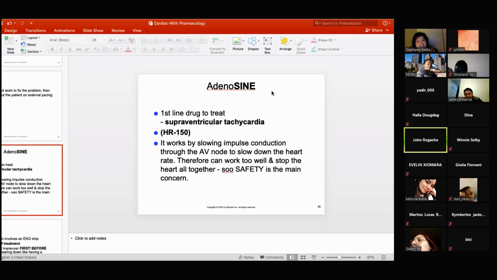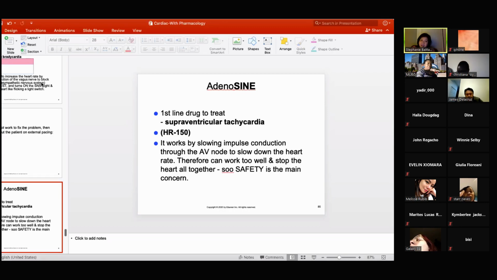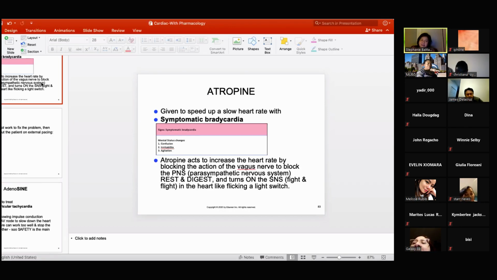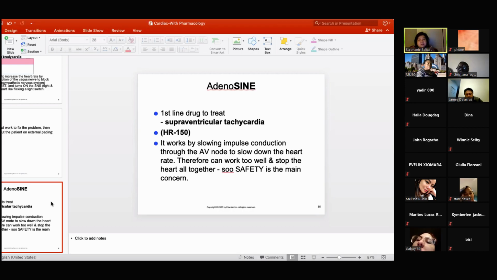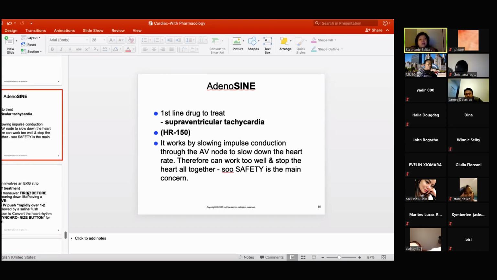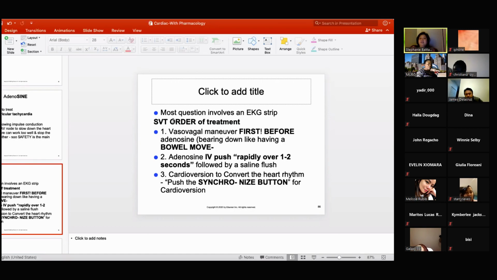So they're opposite of each other, right? Atropine, you want to speed it up, increase the heart rate. With adenosine, you want to slow the heart rate down because it is going too fast. So you see, most of the questions involve an EKG strip. So at least you know that you have that baseline.